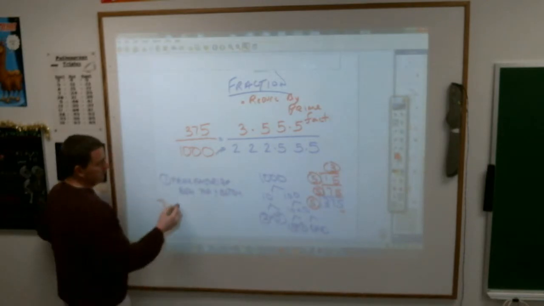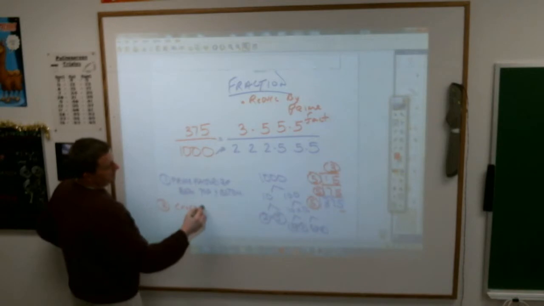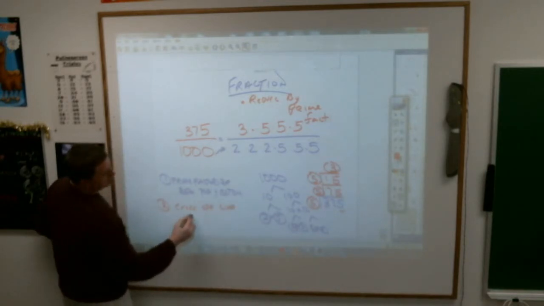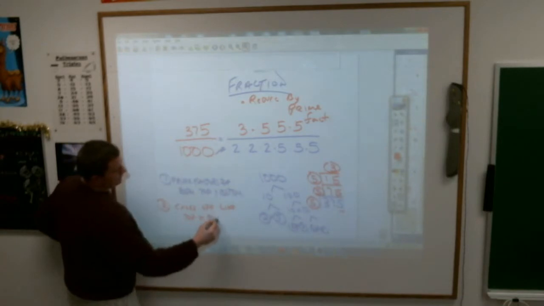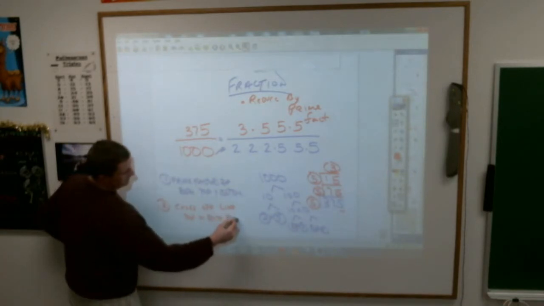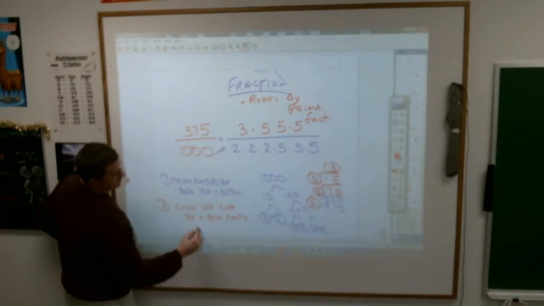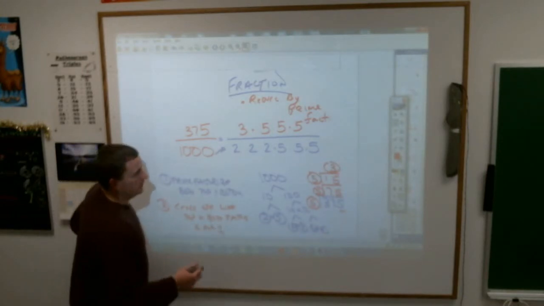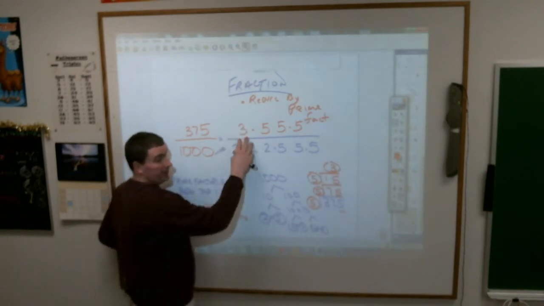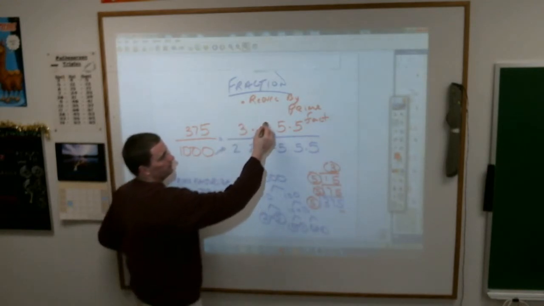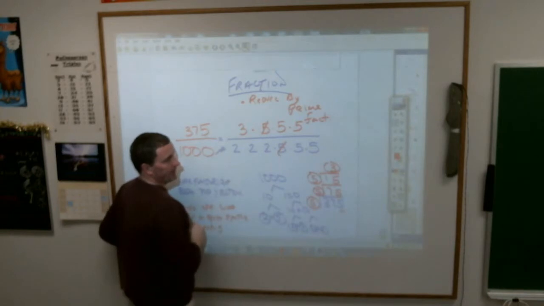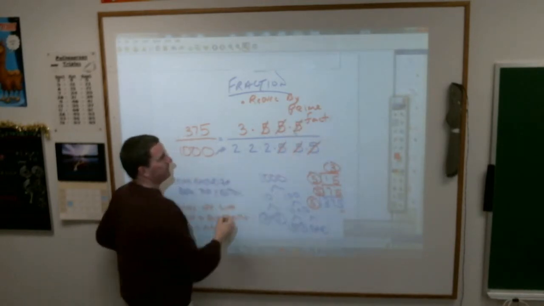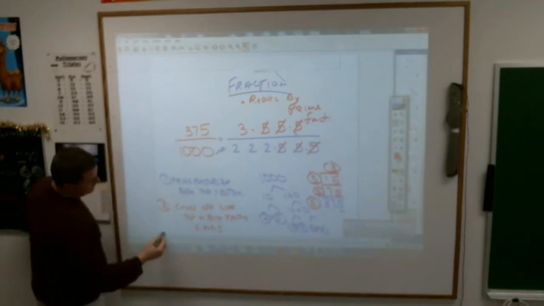Right. 1 for 1, you cross off top and bottom factors 1 for 1. In other words, I don't have any 3s on the bottom, so I can't cross any 3s off, but I do have a 5 on the bottom and a 5 on top, another 5 on the bottom, another 5 on top, a third 5 on the bottom, a third 5 on top. That's everything that crosses off.